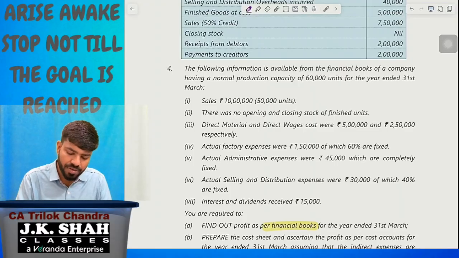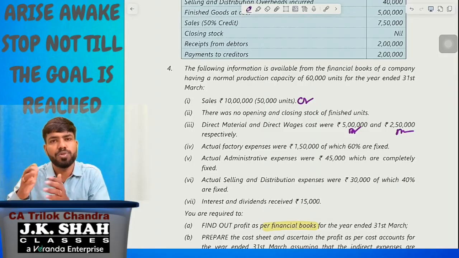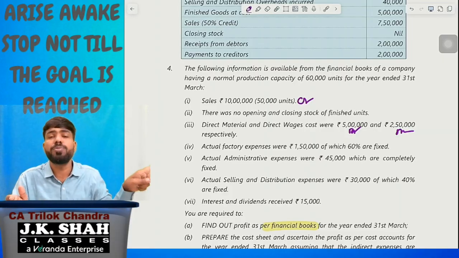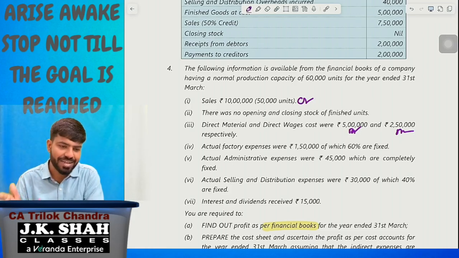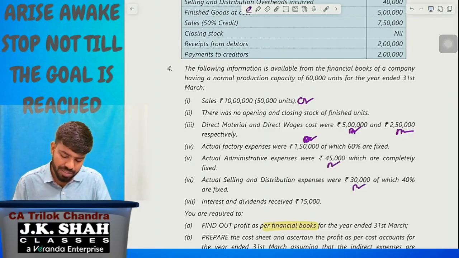First, sales. We're going to show it on the credit side. There is no opening stock and closing stock. Direct material, debit. Direct wages, debit. Actual factory expenses: in financial books we always book the actual, and in cost books we'll book the absorbed, which we'll discuss later. Actual factory expenses 1,50,000, debit. Actual administration expenses, debit. Actual selling and distribution expenses, debit.